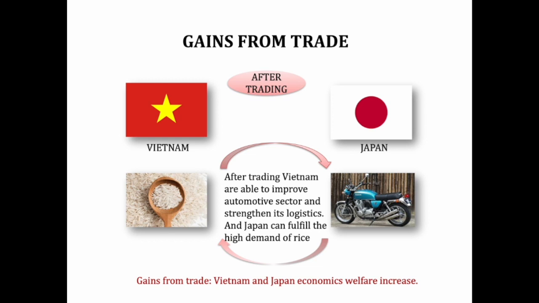the demand of rice, and also when they experience crop failure, it will help them to prevent the lack of rice in the future. And also it will help businesses, for example, sushi restaurants that have high demand of rice.